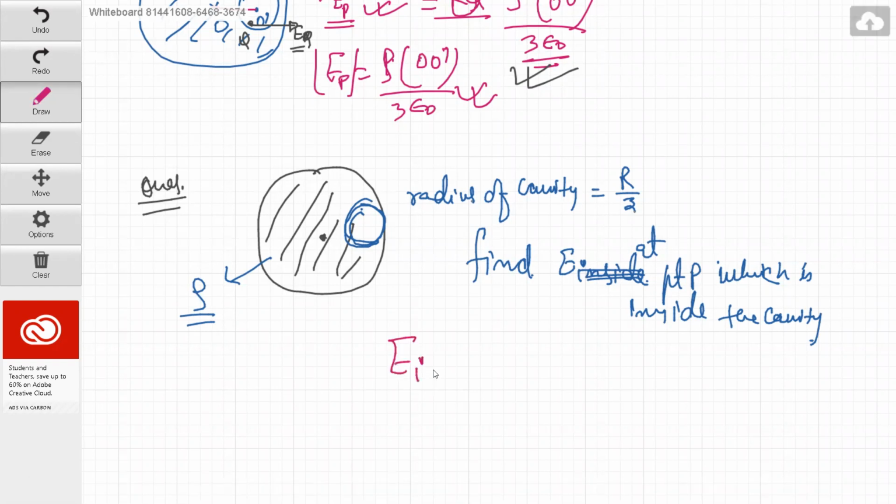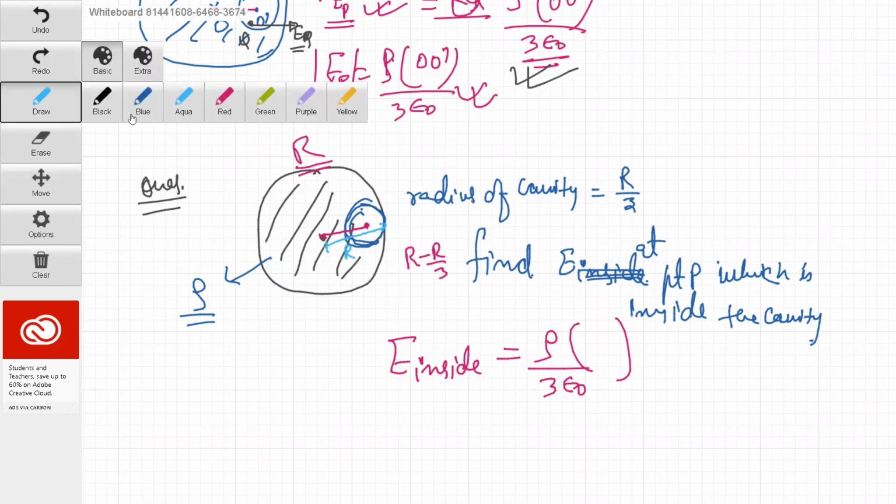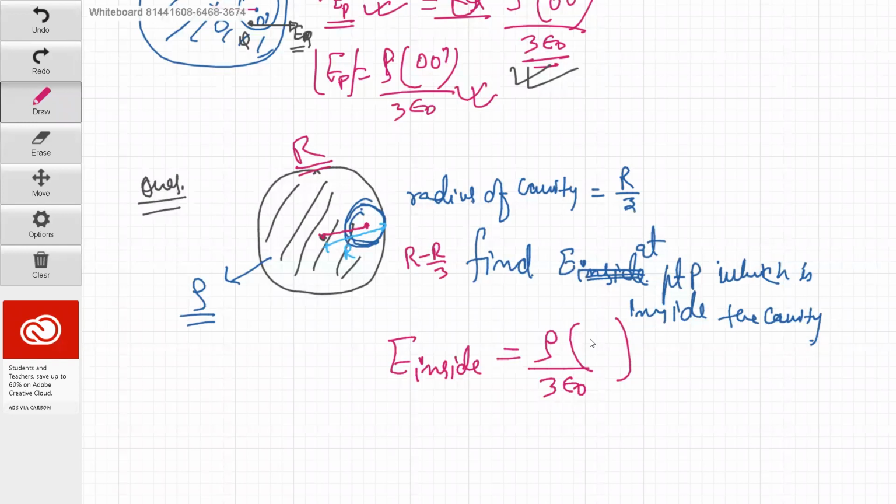So basically, the electric field inside will be equal to rho into the line joining between these centers, O O dash. This distance is basically R minus R by 3, since the radius of the sphere is R. This R minus R by 3 is the distance between their centers, equal to 2R by 3. So this will be equal to 2 rho R by 9 epsilon naught.